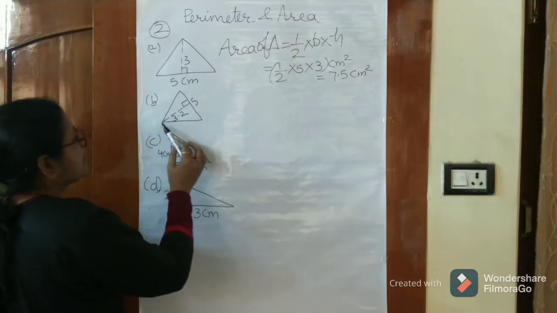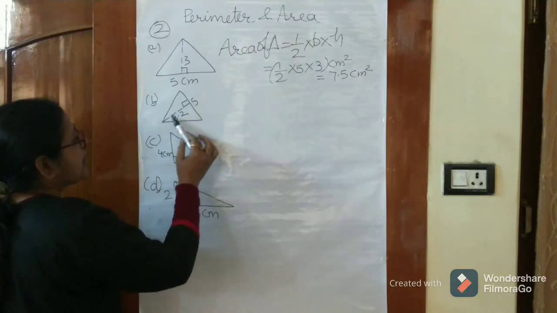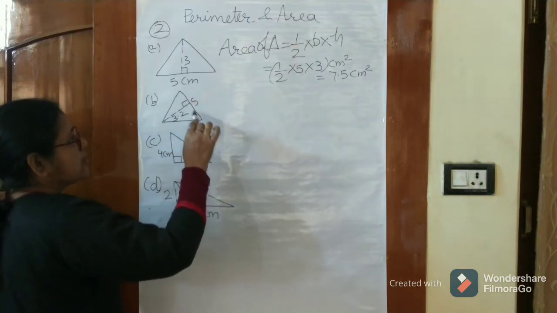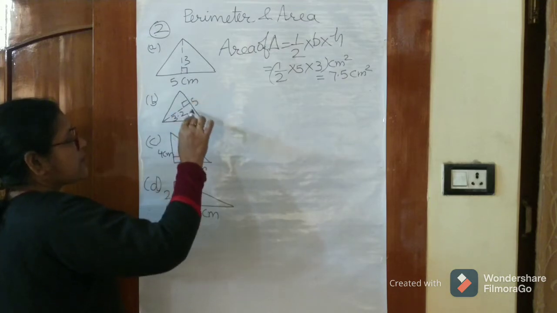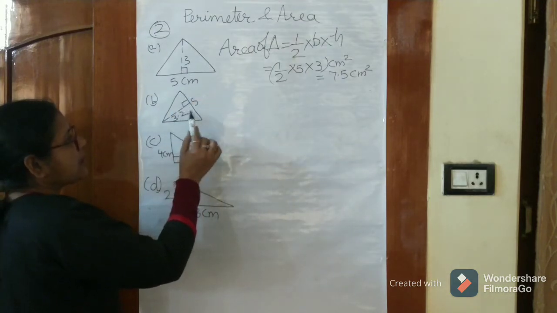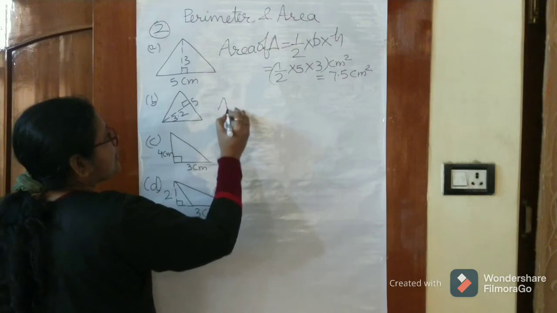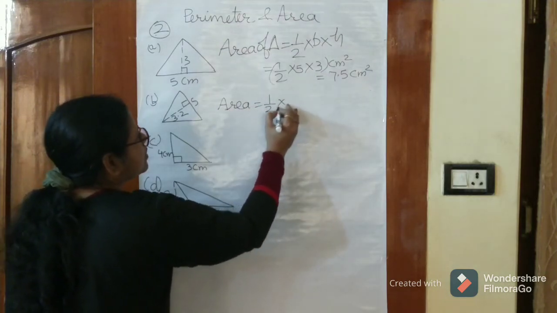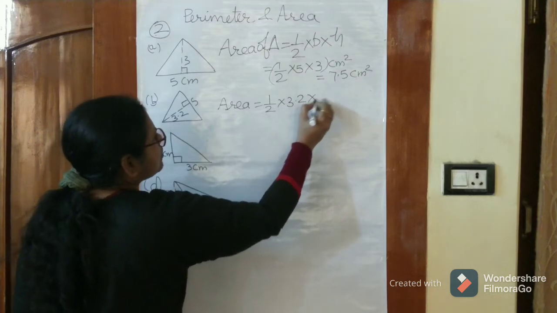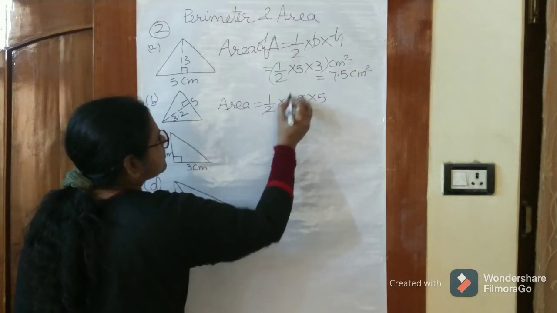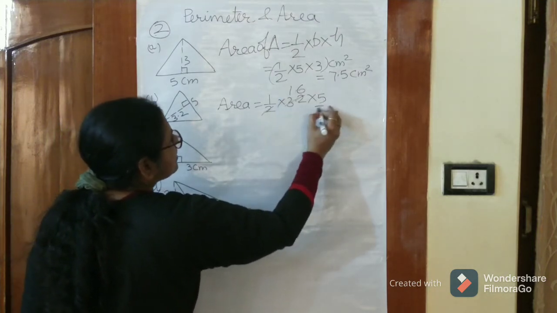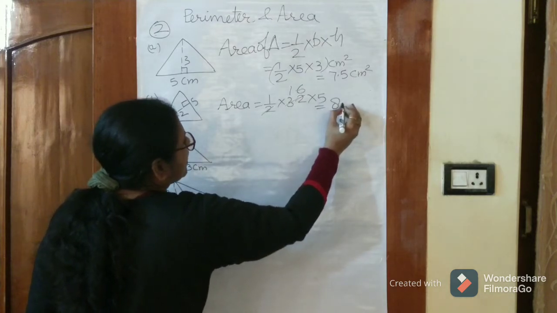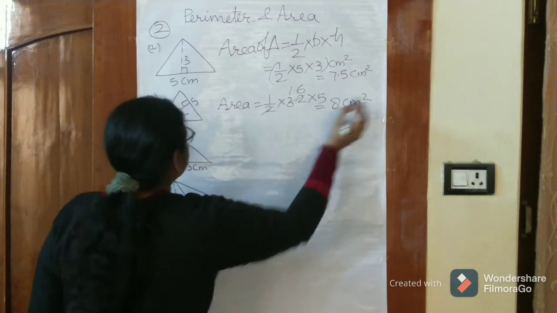Second part. Now this is the 90 degree line and it is falling here. So this 5 centimeter line will be considered as the base and this will be the height. So the area will be half into 3.2 into 5. Cancel and you will get 8 centimeter square.